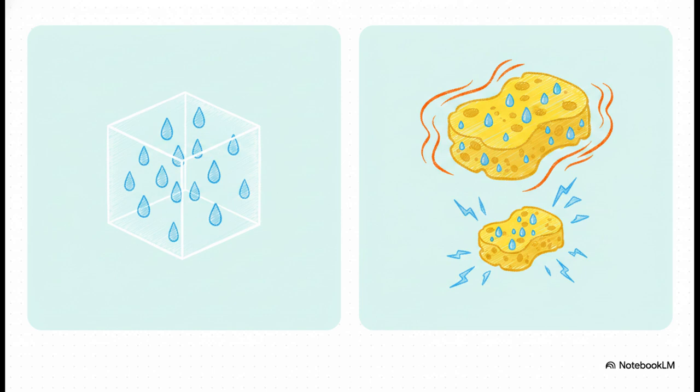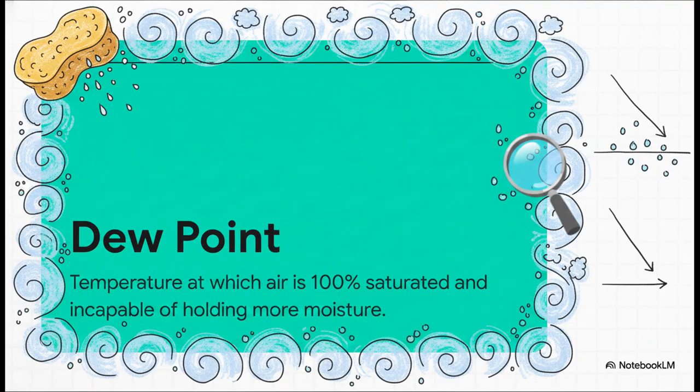Imagine the air is like a giant sponge. As the air heats up, that sponge expands and can hold way more water. As it cools down, the sponge shrinks. So relative humidity is really just a percentage of how full that temperature-dependent sponge happens to be at any given moment. And this brings us to the tipping point of our sponge analogy, the dew point.